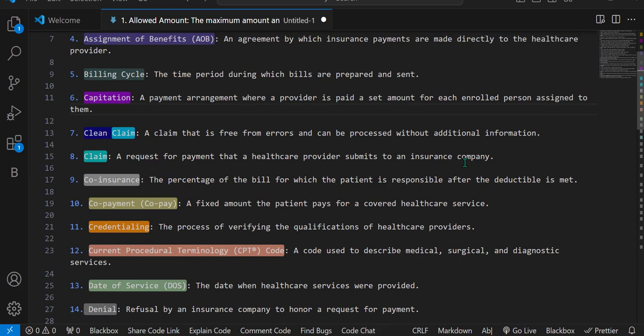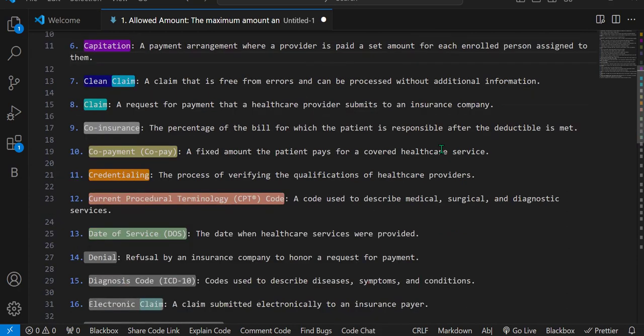Next is CPT, Current Procedural Terminology. This thing also we have discussed in the previous class. A code used to describe medical, surgical, and diagnostic services.